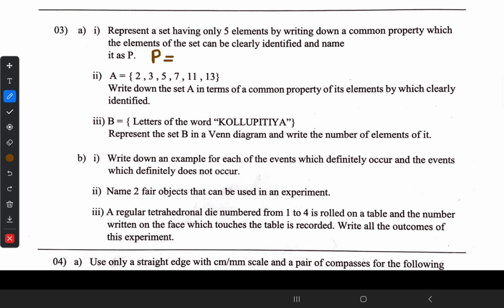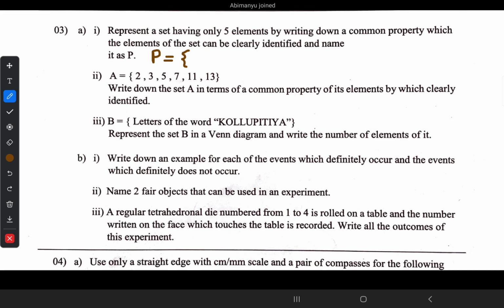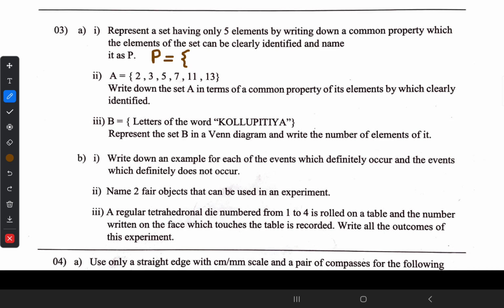Okay, let's write the name. Identify the name and the elements of P. Vowels in the English alphabet. There are obviously only five answers: A, E, I, O, and U. Those are the 5 elements. Likewise, you can write any of the possible 5 elements belonging to a particular set.